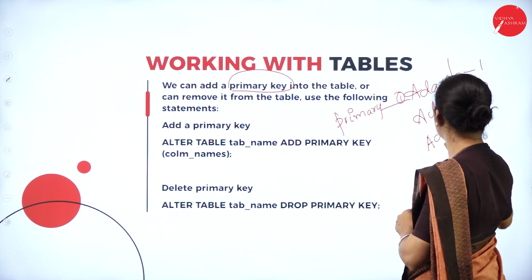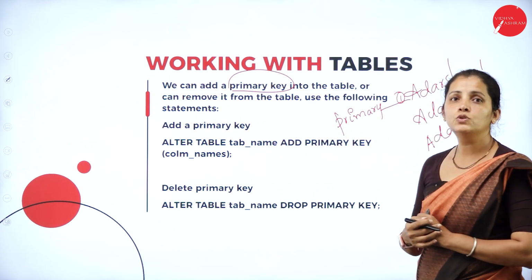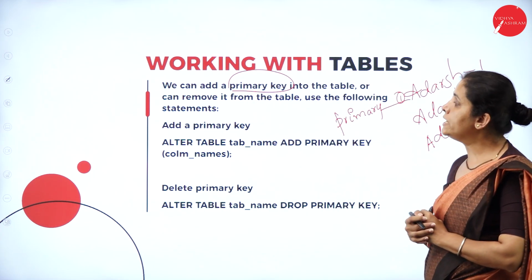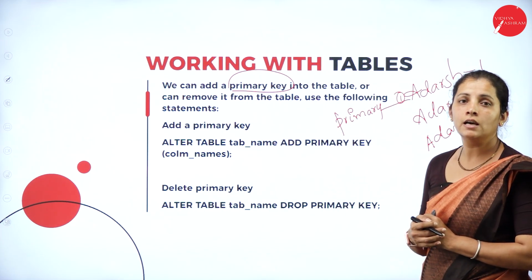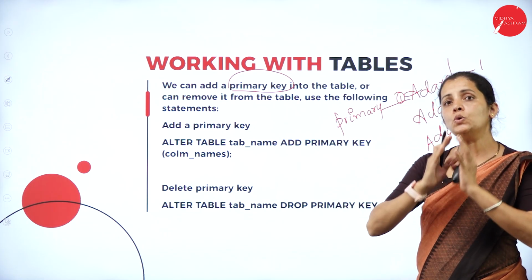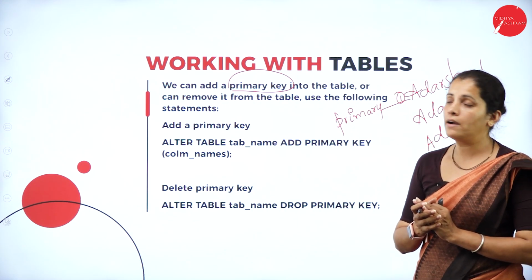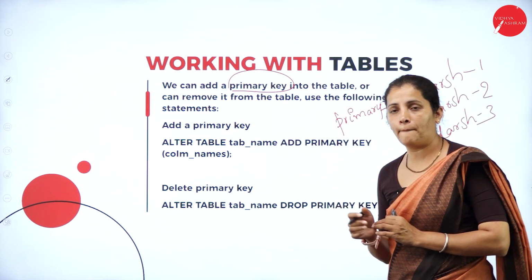For the third one, what is the key? It is 3. So what is a primary key? It's a unique identification number. I just want to identify two or more records uniquely. For that, I'm going to have the primary key.